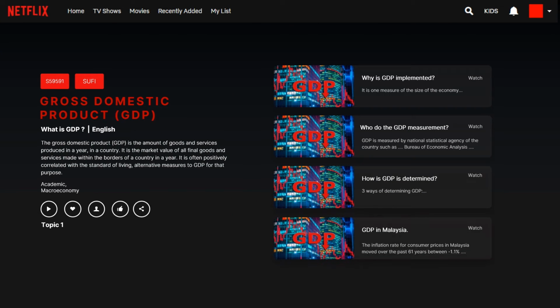The gross domestic product (GDP) is the amount of goods and services produced in a year in a country. It is the market value of all final goods and services made within the borders of a country in a year. It is often positively correlated with the standard of living, although there are alternative measures to GDP for that purpose.